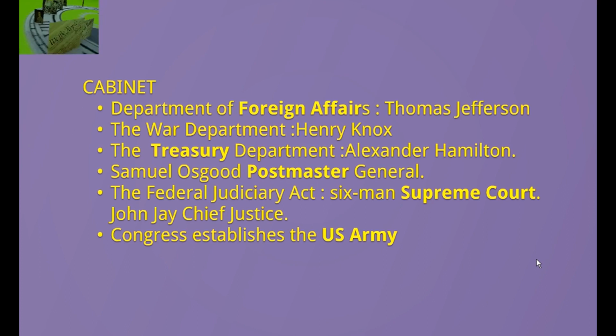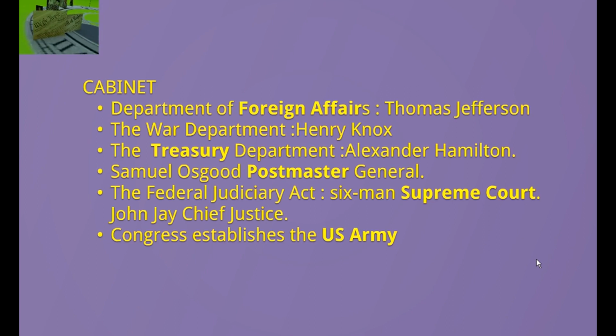So the executive does not only include the president and the vice president, it extends and includes, after the creation of a cabinet, the Department of Foreign Affairs, nowadays the State Department, headed at this time by Thomas Jefferson, the War Department, headed by Henry Knox, the Treasury Department by Alexander Hamilton, and the Post Office, headed by Postmaster General Samuel Osgood.